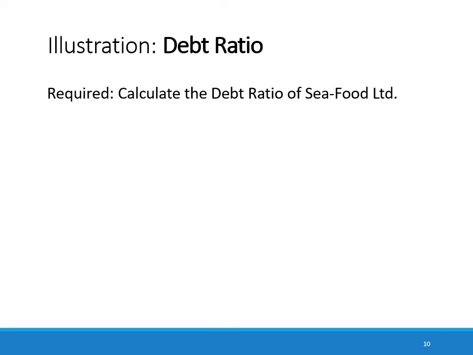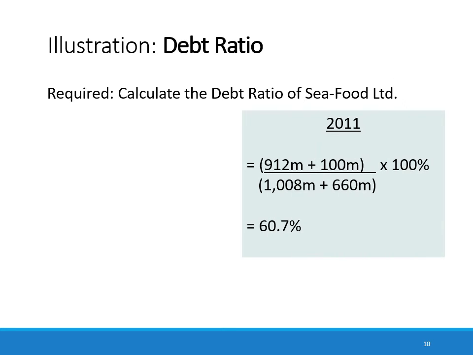Let's look at the illustration for debt ratio. Calculate the debt ratio of Seafood Limited. For the year 2011, the total liabilities are 1.008 billion plus 660 million, divided by the total assets of 921 million plus 100 million, times 100%. That gives you 60.7%.